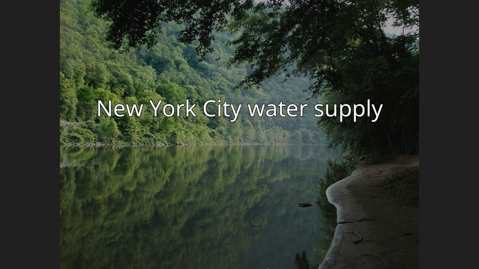The two sides eventually took their case to the U.S. Supreme Court, and in 1931, New York City was allowed to draw 440 million U.S. gallons (1,700,000 m³) of water a day from the Delaware and its upstream tributaries.